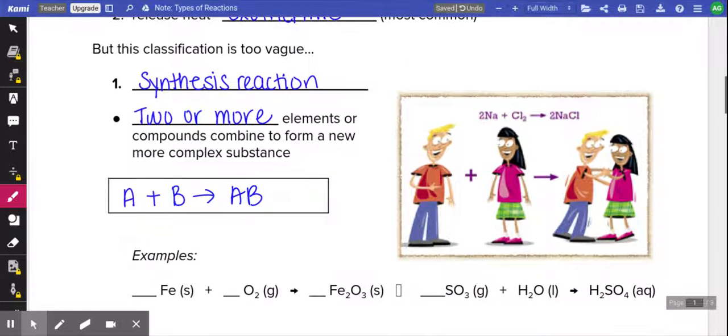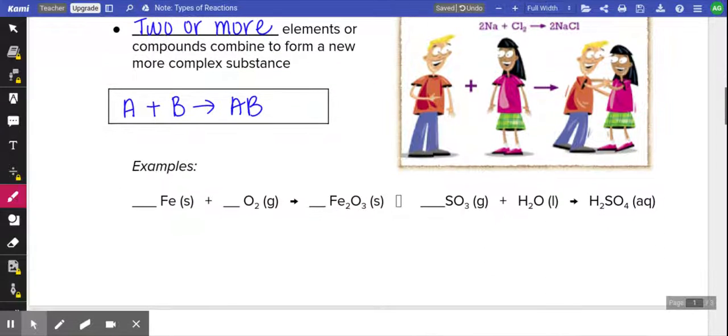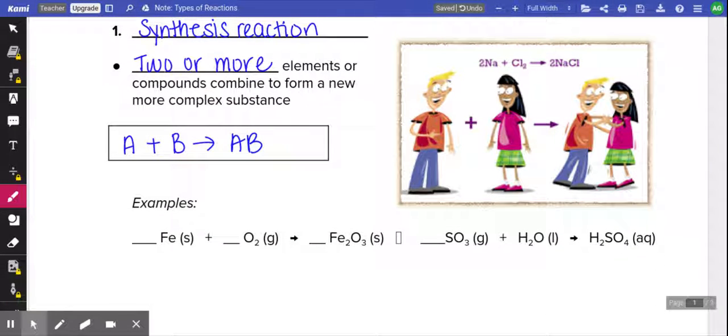That's a synthesis reaction. And then on the bottom of your note page here, you have a little bit of practice balancing your equations, just in case you didn't have enough already. And these are 2 separate examples here.